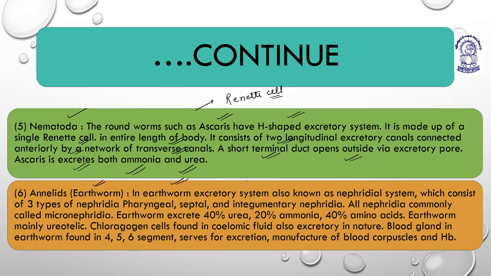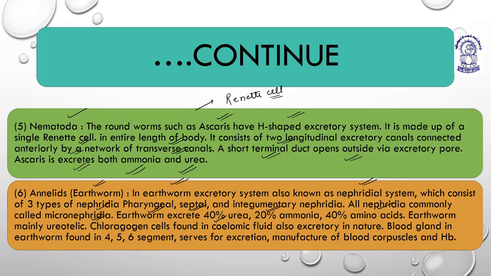In earthworm, the excretory system, also known as the nephridial system, consists of three types of nephridia: pharyngeal nephridia, septal nephridia, and integumentary nephridia. All nephridia are commonly called micronephridia.